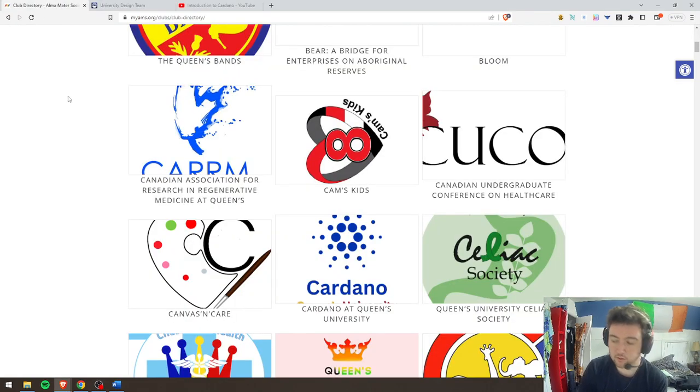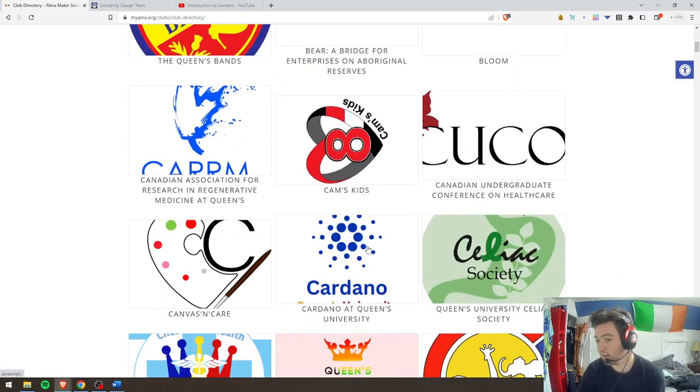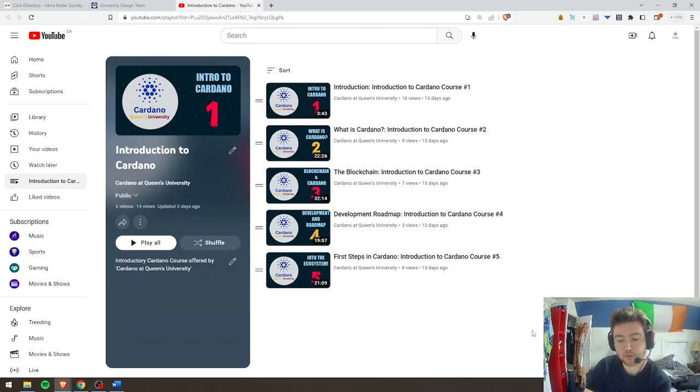The goal of this project was to create a club on campus at Queen's University, specifically pertaining to Cardano and blockchain tech. Here we can see on the AMS website, which is the Alma Mater Society at Queen's, we have successfully become a club on campus. In our proposal, we proposed a technical series to inform students about blockchain tech and Cardano specifically, and onboard them into the ecosystem for the club.